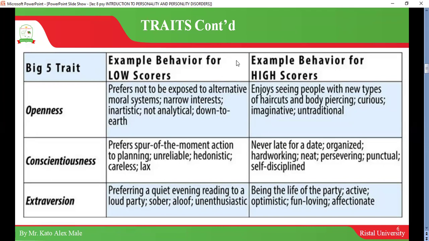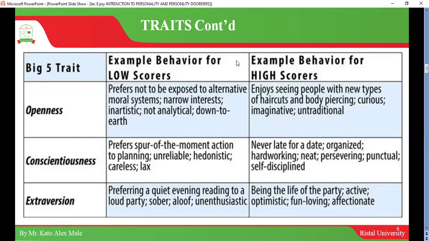And then the high score behavior, they are never late for a date. Whenever you tell them that you have an appointment in such and such an area or an occasion, they are always available on time. They are organized, they are hardworking, they are neat. You get it? They are organized with whatever they are assigned to do. They are persevering, they are punctual and self-disciplined. You find out such a trait is very important in education and also work quality.